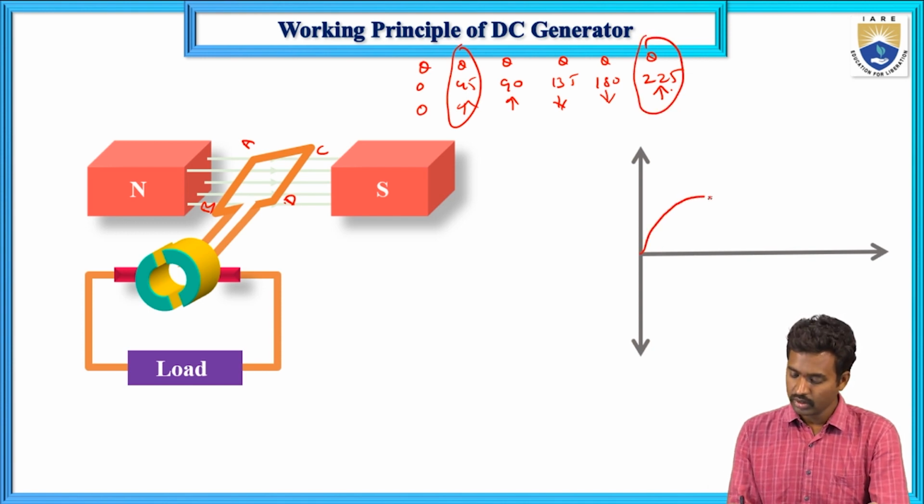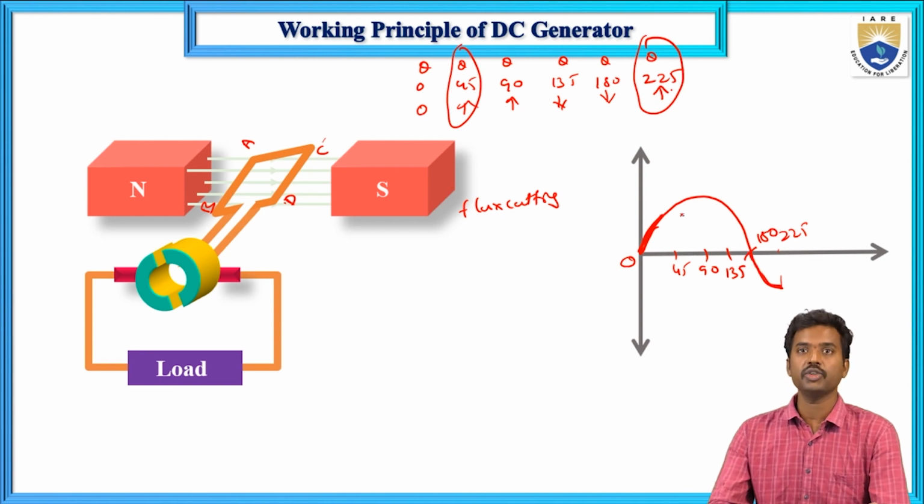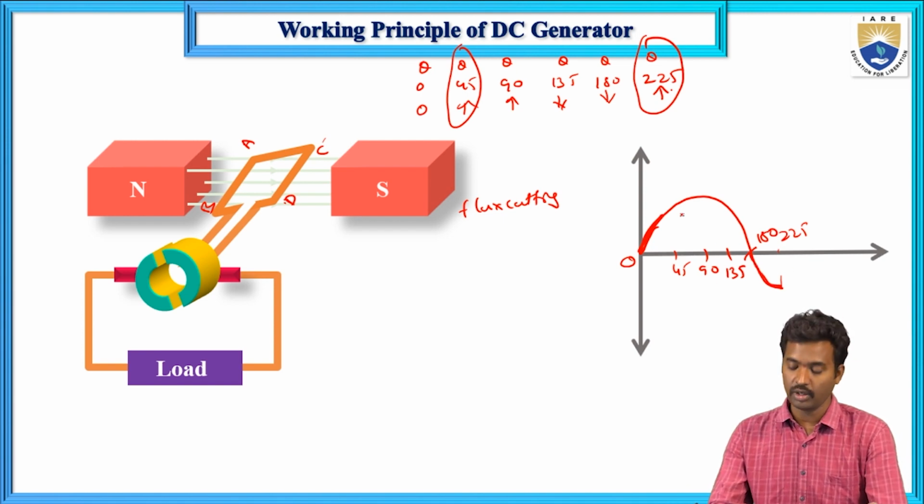Here 0 and this one. This is 0, and this is the 45 degrees case, this is the 90 degrees case, this is the 135 degrees case, this is the 180 degrees case, and this is 225 degrees. So here flux cutting is increasing. But here at 45 degrees, AB is here and CD is here. Same situation, but the conductor positions have been interchanged.